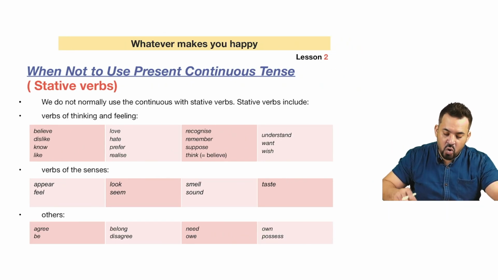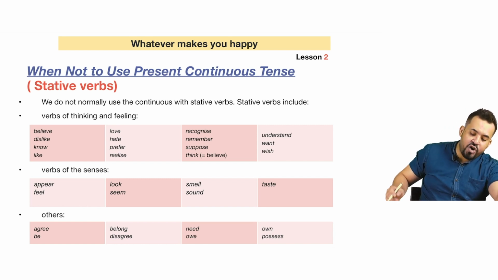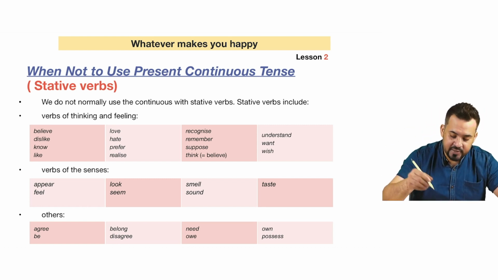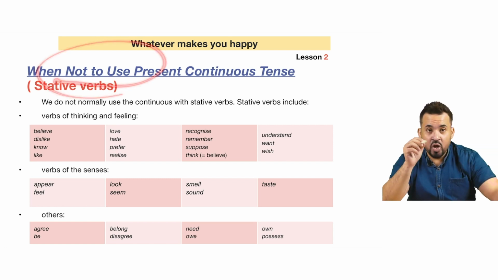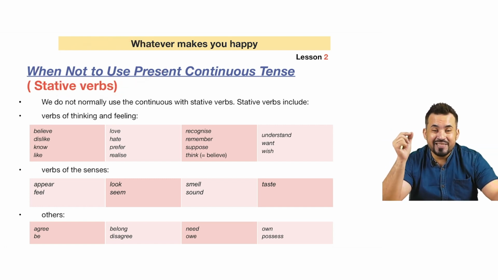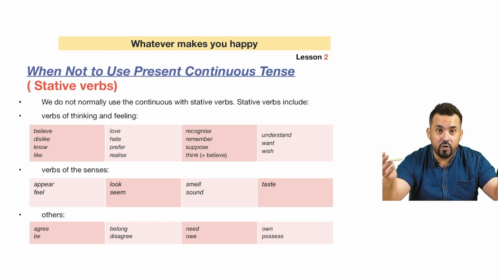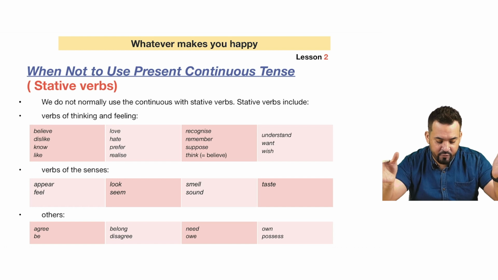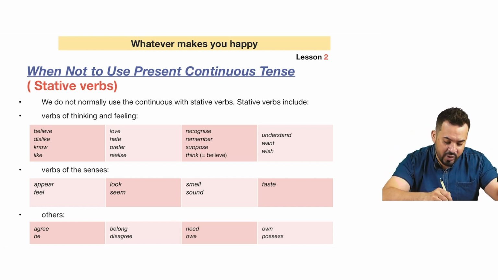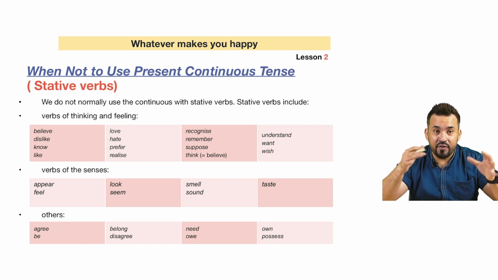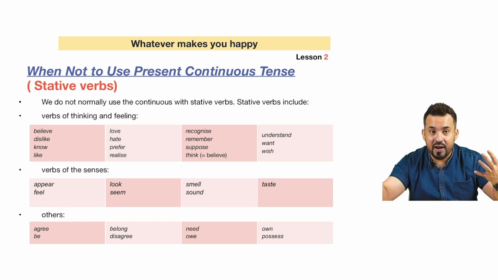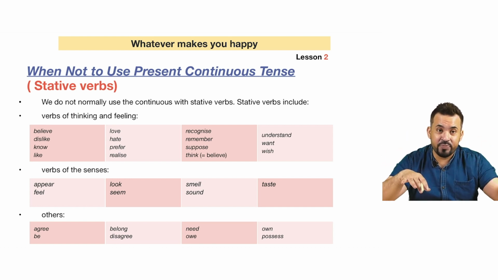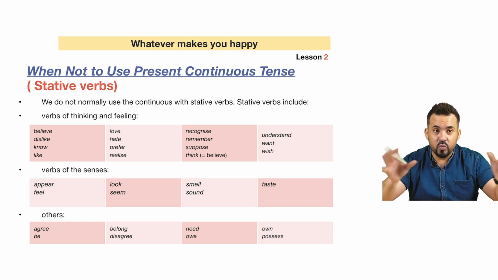All right, so when not to use the present continuous tense, okay, when not to use. We don't use the present continuous tense with stative verbs. Now, what are stative verbs? We covered stative verbs in the previous course, but here is a quick reminder. Stative verbs are different than action verbs. Action verbs can come in ing form, but stative verbs don't normally come in ing form. They come with just the base form.